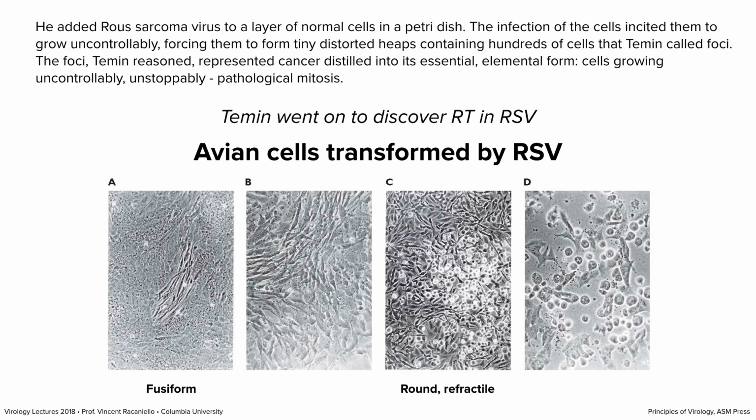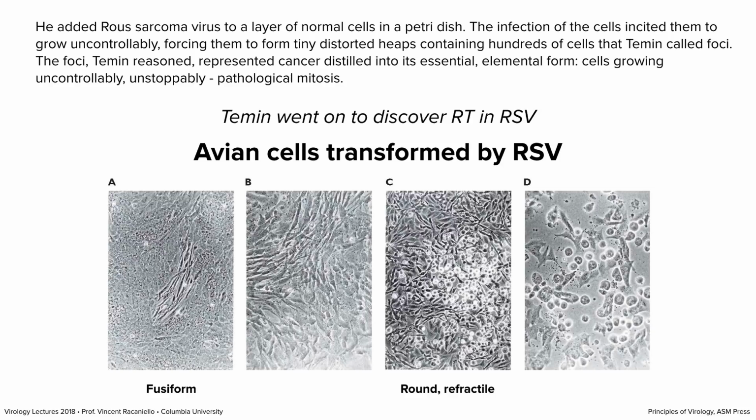Nevertheless, what Temin did was to infect normal chicken cells, and you can see them. These are avian cells in the background, normal, and here are some foci of transformed cells, different kinds, low magnification, high magnification, spindly or round and refractile. So that's what he means. The virus transformed the cells, and this was the first time that anyone had seen an effect of this virus in anything other than a chicken.